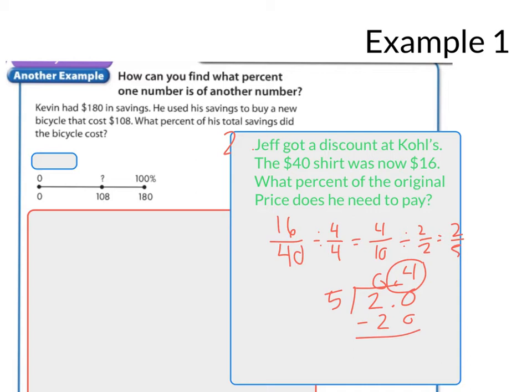And so my answer is 0.4. Does that answer it? What percent? Okay, I need to make that into a percentage. So I'm going to move the decimal twice to the right, making 0.4 into 40%. I just made 0.4 into a percentage, and that is my answer, 40%. Moving on in 3, 2, 1.